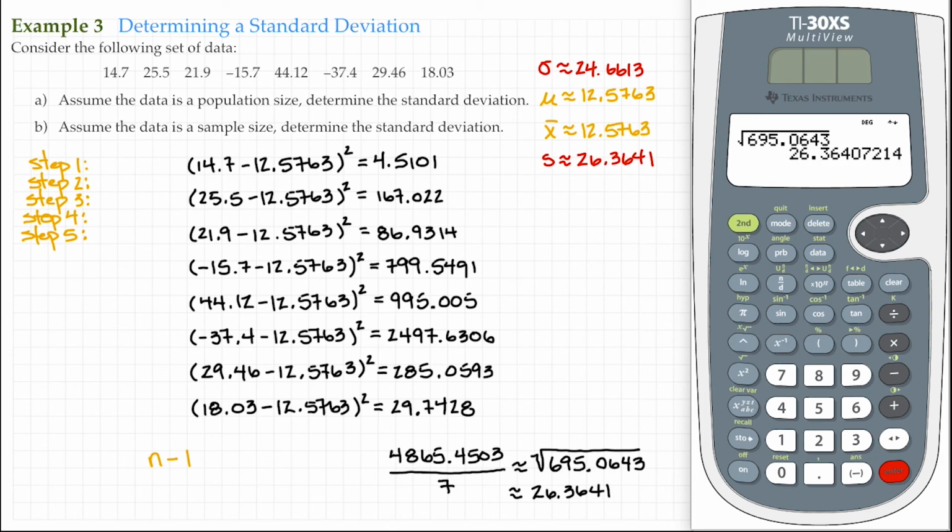Now here is a tip. The standard deviation of a sample will always be larger than the standard deviation of a population, because a population uses all individuals. Therefore, it's dividing by a larger number. The result will be smaller. And there you go.